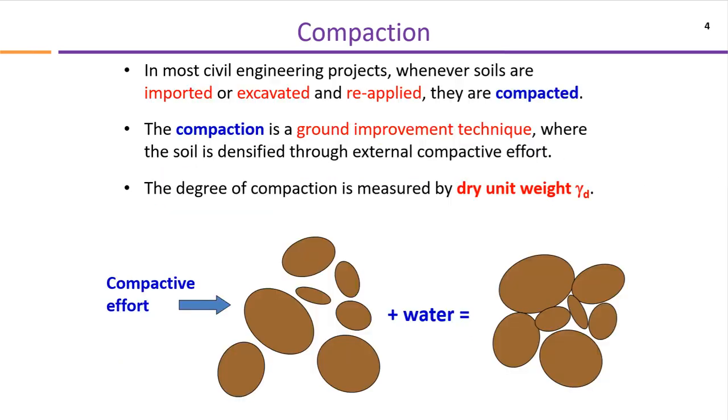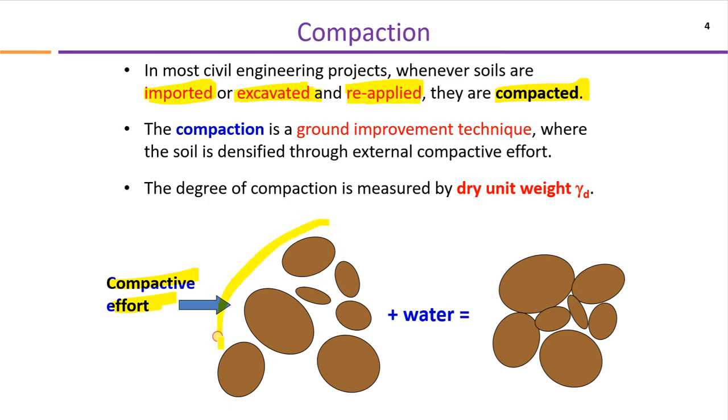Now, mostly in civil engineering, when we are going to use soil, we have to excavate that soil from somewhere. The soil is going to be brought from somewhere, so we are going to import it. That means we are going to excavate the soil, bring it to the project area, and then place it. In that process the soil is going to be loose, so we have to compact it to a desired density.